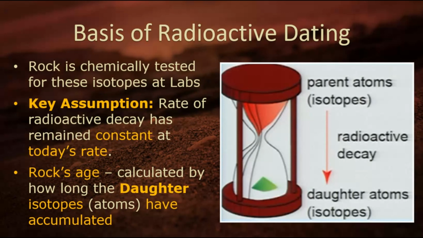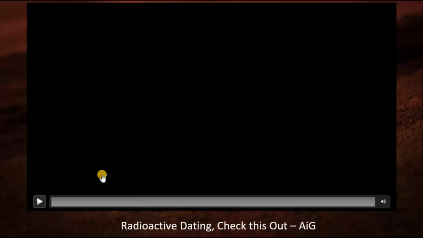However, there's a catch. You have to make assumptions. The radioactive decay only works if you assume 3 assumptions are true. And we'll cover this after I play this next video on radioactive dating by Answers in Genesis. So they'll reinforce what I showed you, and they'll briefly talk about those assumptions, and then we'll go over it in detail. So let's play this video. It goes about 4 minutes, I think, or 3.5.